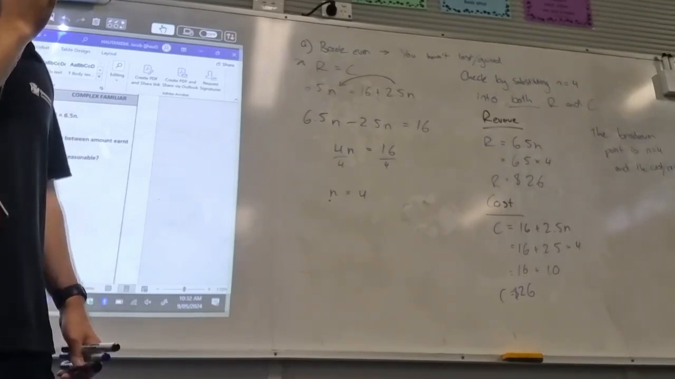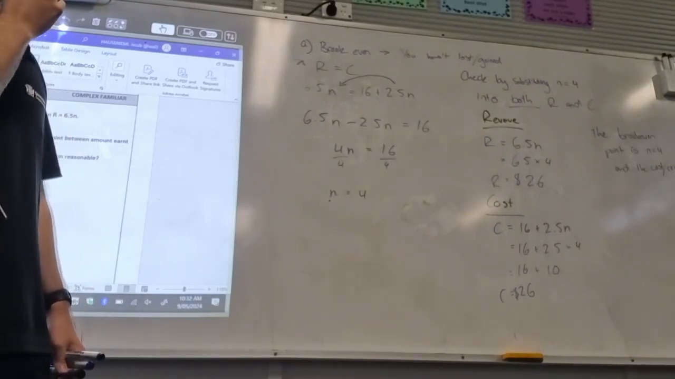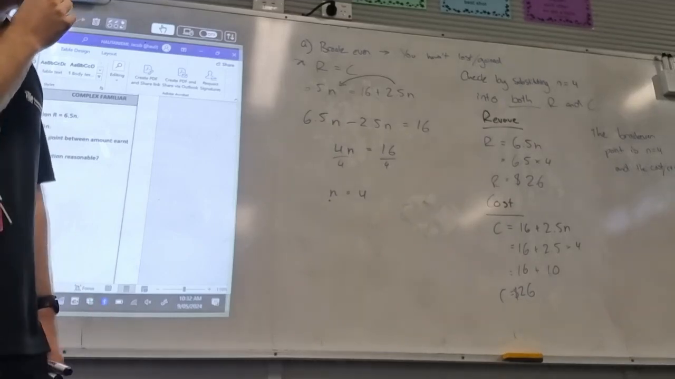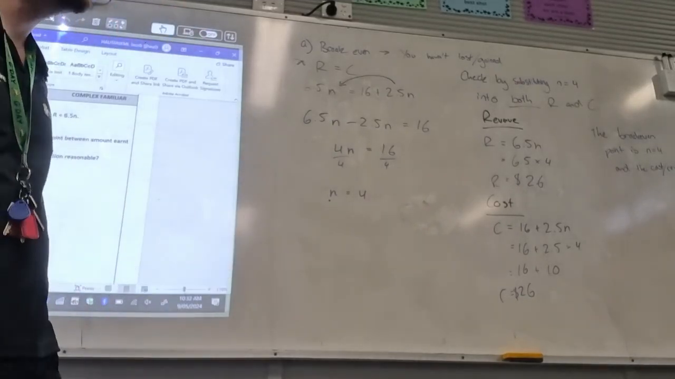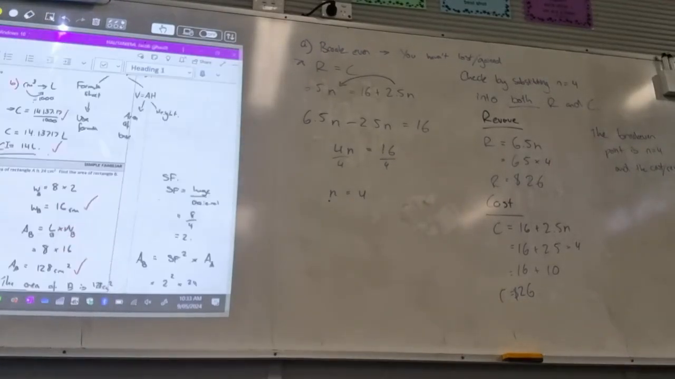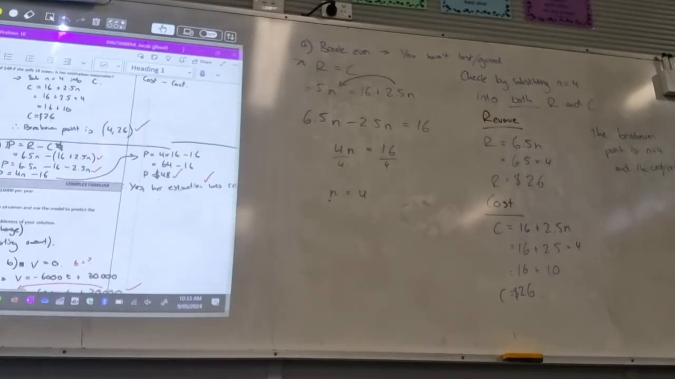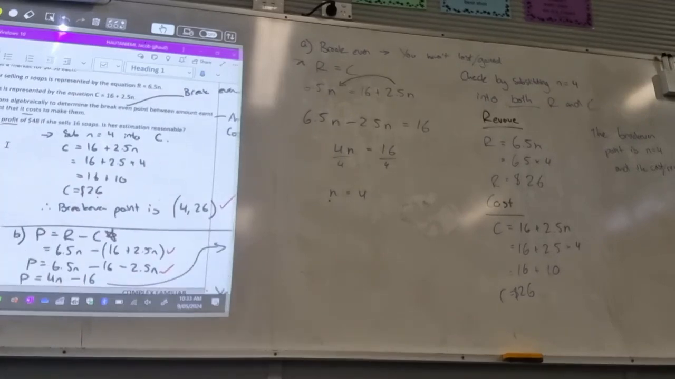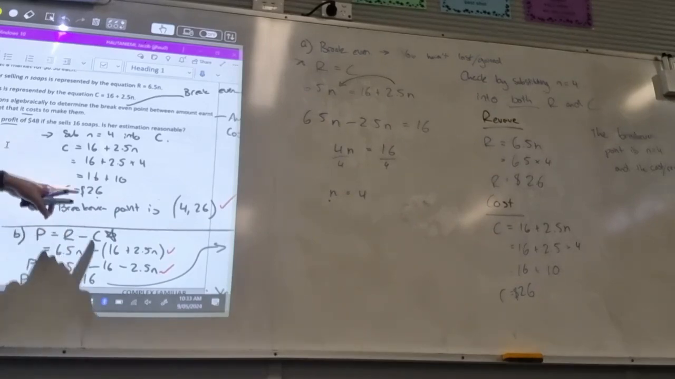It's a lot of writing for one question. I'm trying to make it big though so we can all see. When I did it on the OneNote, which I can quickly skim to, it didn't take me that long. So that's kind of question A there. Same kind of steps. And you can see now where it's being marked. R equals C, do some rearranging, find that n is 4, that's 1 mark. Find the revenue, find the cost, tell me the break-even point.